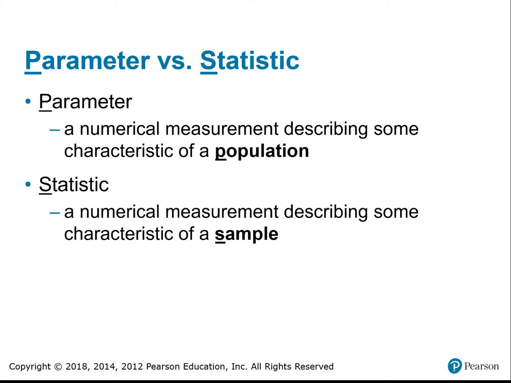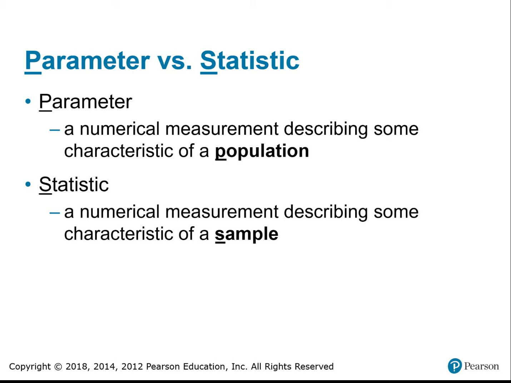If by chance you do have access to every single thing in a whole population, so say that you did have access to DataTel and you could collect every single student's age at Wake Tech, if you did that and you calculated the average age of all Wake Tech students, we would call that calculated number a parameter. So a parameter is any value that is calculated based on the entire population's data set.